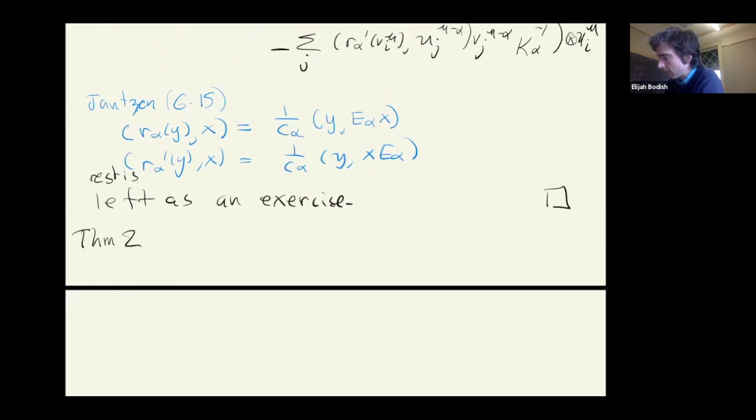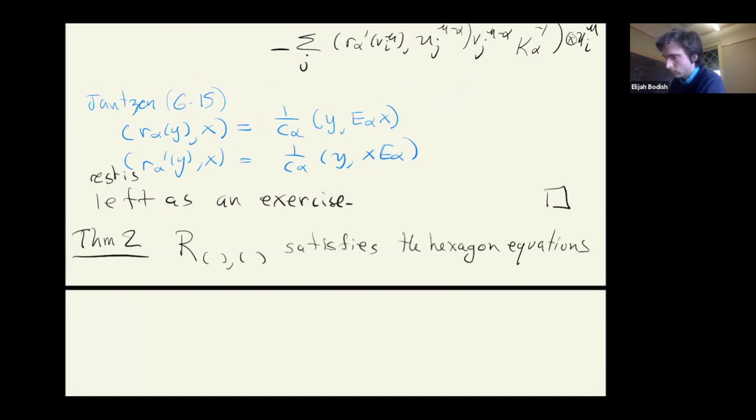So theorem 2 is that this R, which is the theta composed with the F tilde composed with the P, satisfies the hexagon equations. And as usual, we're just going to check one of them. The other has a similar type of argument, and we will fix some notation for the proof.